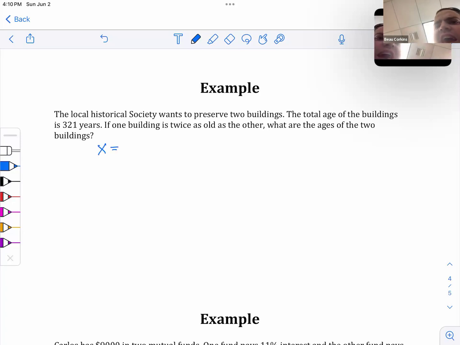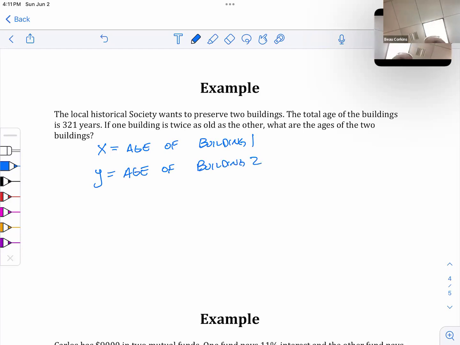And so I'm going to say x equals age of building 1, y equals age of building 2. And it doesn't really matter because we're just identifying both of them. So the total age of the 2 buildings, that means x plus y equals 321. All right, if one building, and it's not building 1, it's just one of the buildings, so it doesn't matter how I set this up.